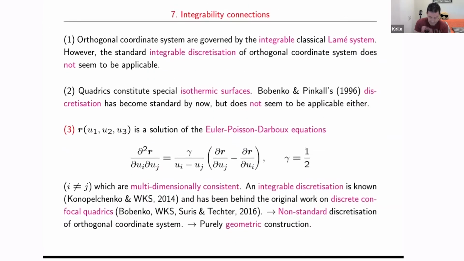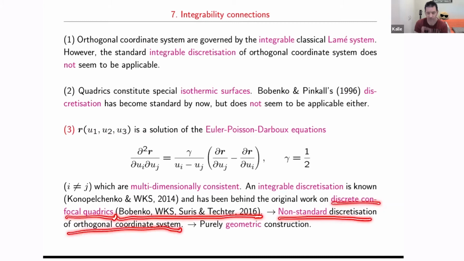And in fact, Boris Konopatchenko and I discretized that system, preserving integrability, and in a completely different context. So this was to do with discretization of systems of hydrodynamic type and hyperelliptic integrals. And so this is really behind our original work on discrete confocal quadrics. It started off algebraically. So this is the paper here. But then we realized actually there's geometry behind it. So one has a non-standard discretization of orthogonal coordinate systems. And in fact, you can find a purely geometric construction of these discrete confocal quadrics.